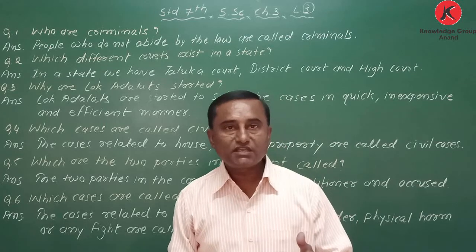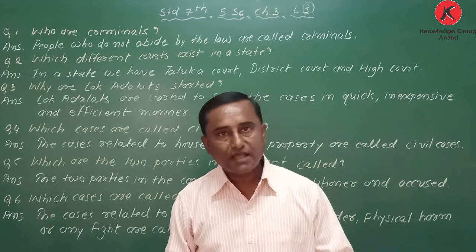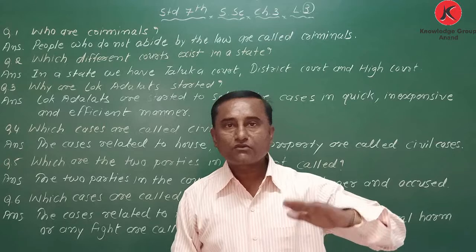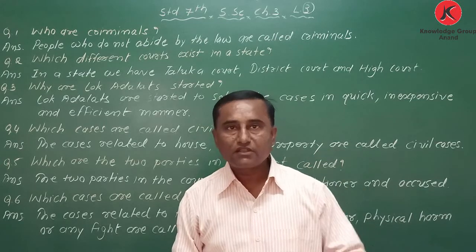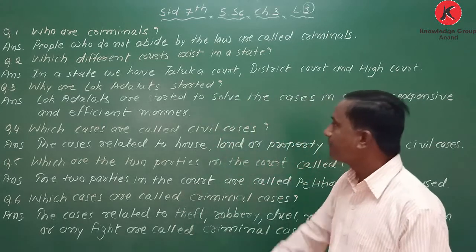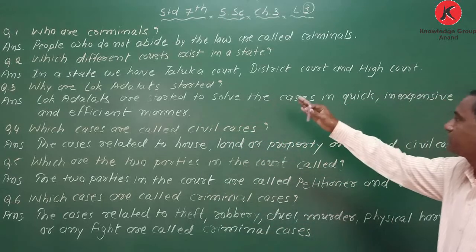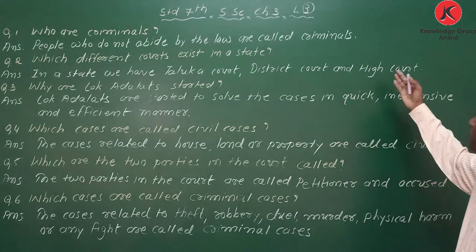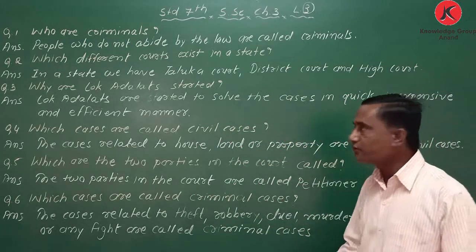The lowest one is Taluka court. After Taluka court we can go to district court. After district court we can go to High Court. So in a state we have Taluka court, district court, and a High Court.